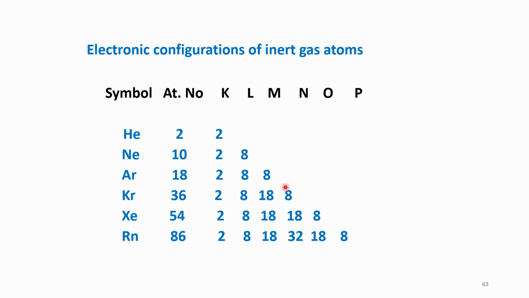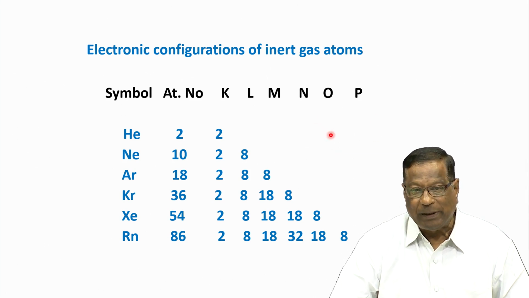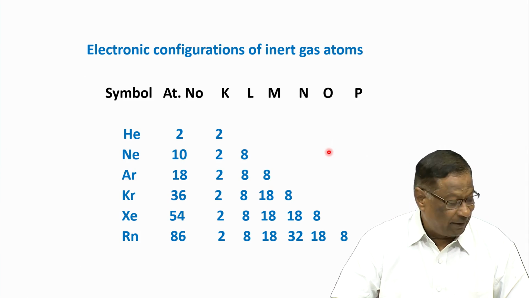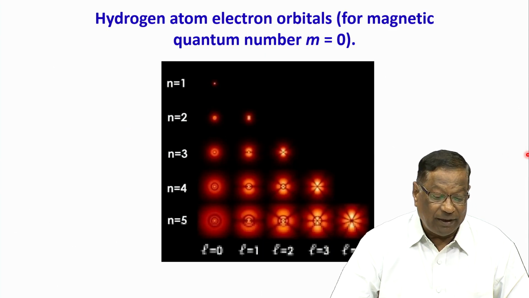Similarly, argon is 2, 8, 8; krypton is 2, 8, 18, 8; xenon is 2, 8, 18, 18, 8; radon is 2, 8, 18, 32, 18, 8. Like that are the electronic configurations of the electrons in the inert gases. Now, suppose there is one element which is lower than radon. It will have 7 electrons in the outermost orbit, so that would be something like the halogen group. So, we can understand the periodic table very easily.